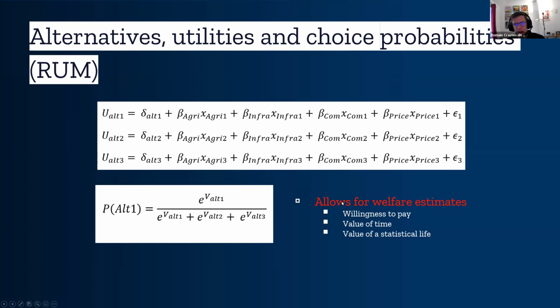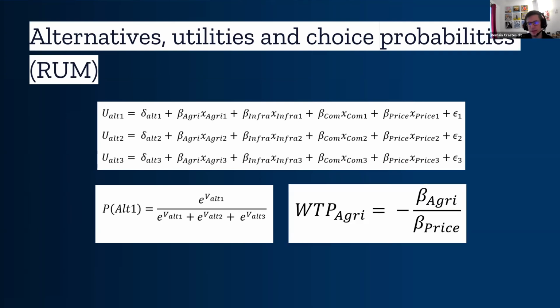Given that this is random utility maximization, this allows for welfare estimates, which correspond to the willingness to pay of people for each one of the attributes. This is basically dividing beta for agriculture, for example, by the beta for the price. That's how you derive willingness to pay estimates.